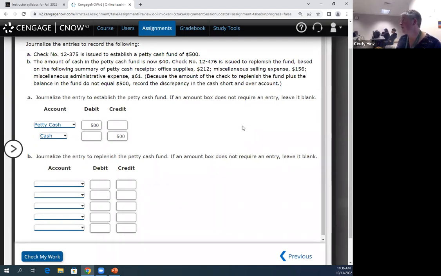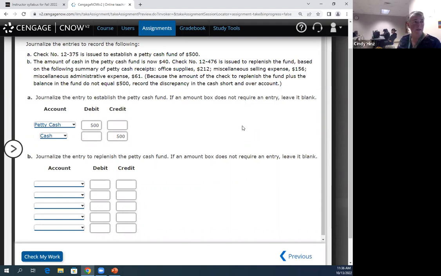But again, this is a small amount of money by definition. And so we're not as concerned about making sure that this gets recorded at the end of the month. So it's up to the company to make that determination. How often does this get replenished? Is it because it reaches a certain dollar amount, or is it because it's the end of the month?